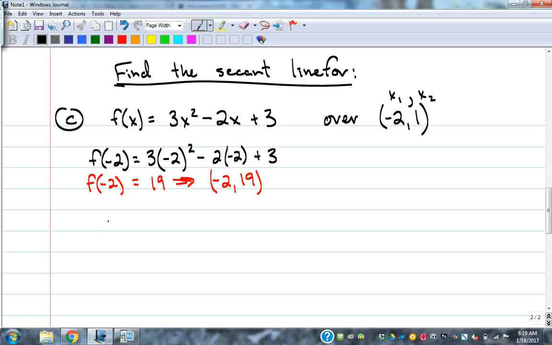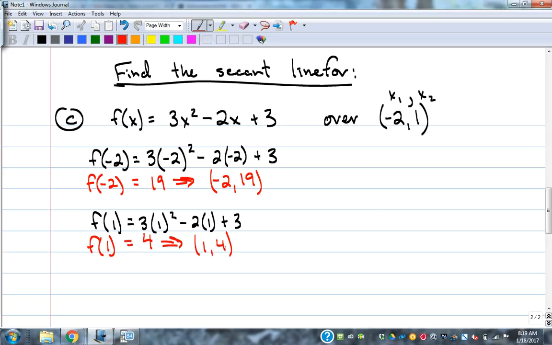And then I plug in f of 1. Work that out. Just a little easier to work. 3 minus 2 is 1 plus 3 is 4. So that gets us the ordered pair 1, 4. Okay. Once we get the two ordered pairs, the next thing to find is what? The slope or average rate of change. I'll try to refer to it as average rate of change, but we know it's a slope, so don't let that confuse you.